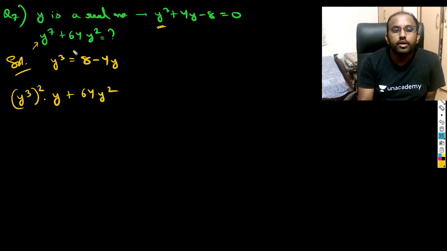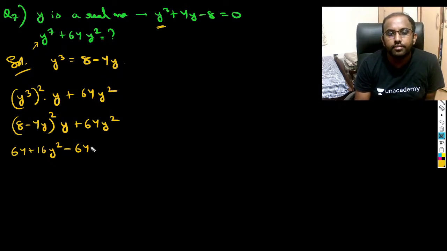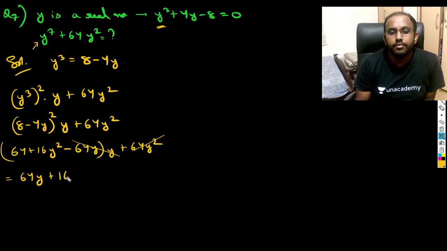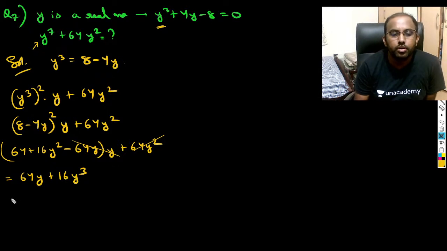Okay, now y cube is 8 minus 4y here, so 8 minus 4y whole square into y plus 64y square I can write. Similarly, 64 plus 16y square minus 64y, into y, plus 64y square. So now 64y square and 64y square will get cancelled. So I'm left with 64y plus 16y cube.